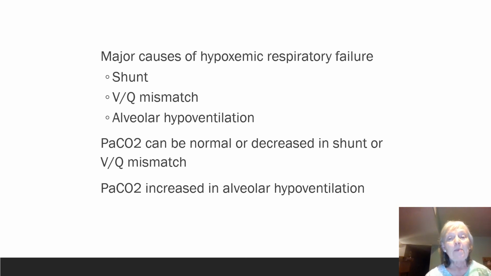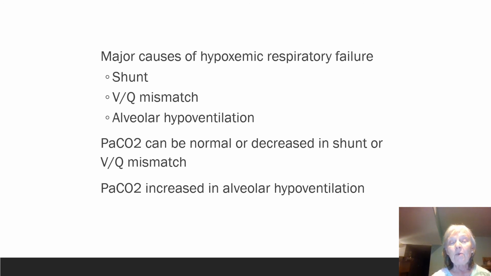Major causes of hypoxemic respiratory failure. Remember your shunt, your VQ mismatch, alveolar hypoventilation. Remember, with all of these, the PaO2 is decreased. The PaCO2 can be normal or decreased in a shunt or a VQ mismatch. It's always going to be elevated with alveolar hypoventilation. You're replacing that PaO2 with the PaCO2, and so that's why the CO2 will be much more elevated.